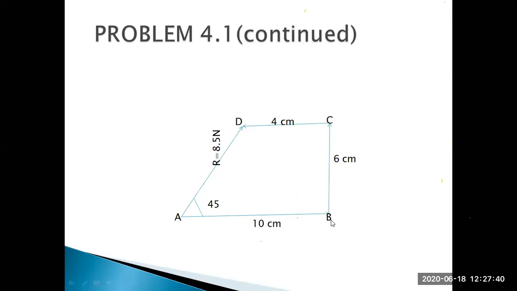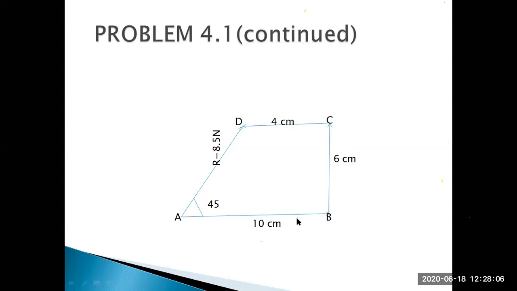Next, I will draw 6 centimeters along the y-axis. So my arrow will show this is the y-axis, which is 6 centimeters with the help of a scale. You will draw the line of 6 centimeters along the y-axis. Similarly, what will you do? You will take a scale of 4 centimeters and draw a line towards the negative axis.